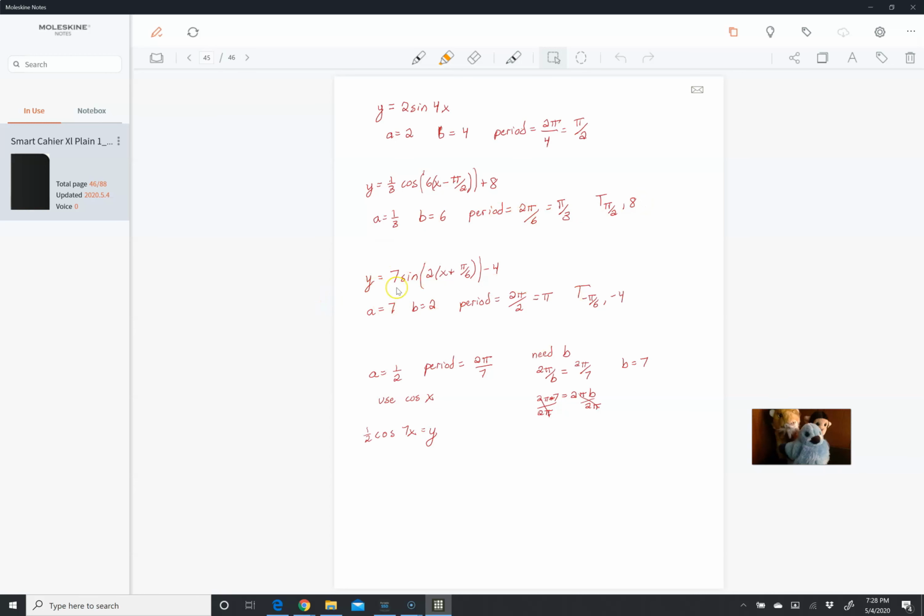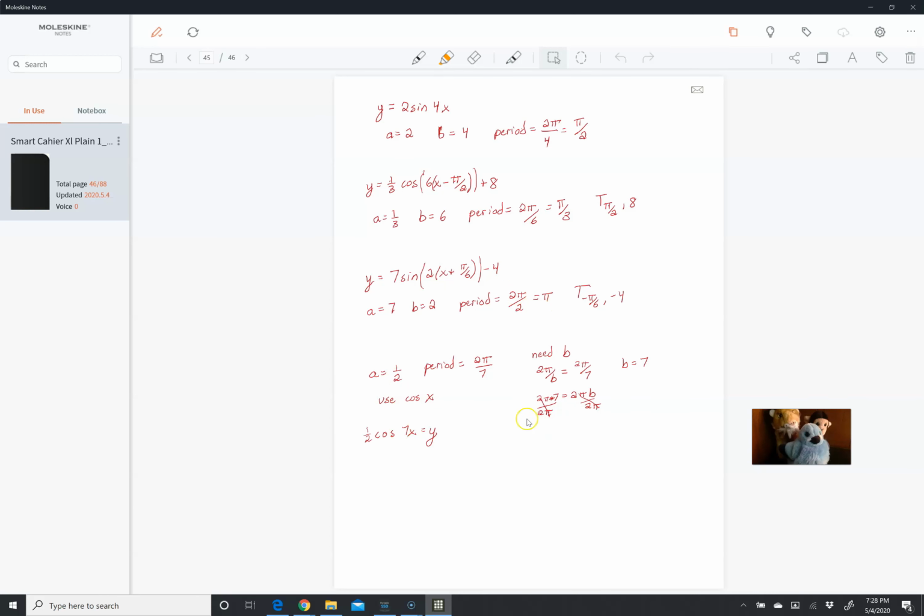Then we took another one, and we said, okay, amplitude is 7. Frequency is 2. The period is 2 pi over 2, or just pi. And here we see a plus pi over 6, which means that we go to the left. So in our notation, it's negative pi over 6. And we went down by 4. So over here, it's negative 4, which means that our midline is at y equals negative 4.